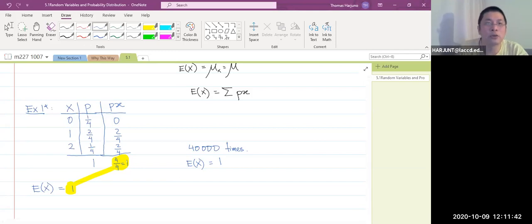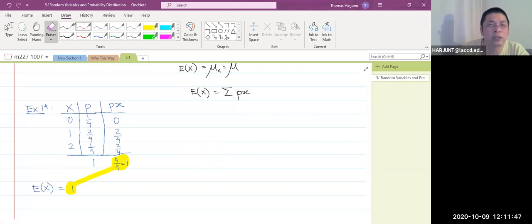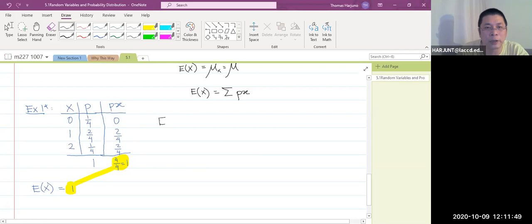Okay, now let's do another example. I'll go on with the second example and then I'll give you a break, maybe with a little example for you to do during the break.